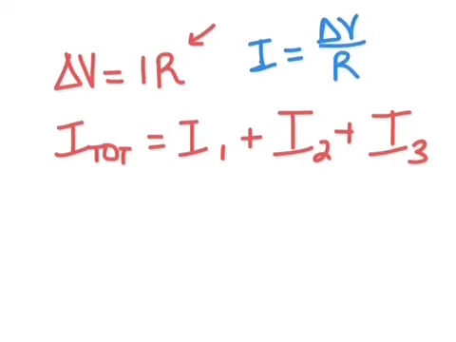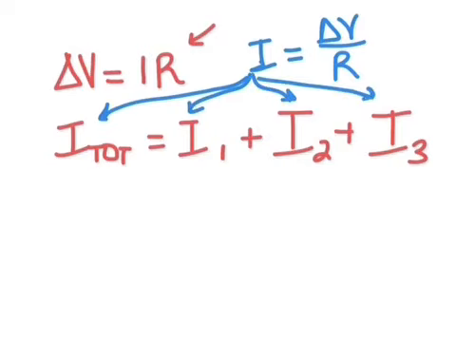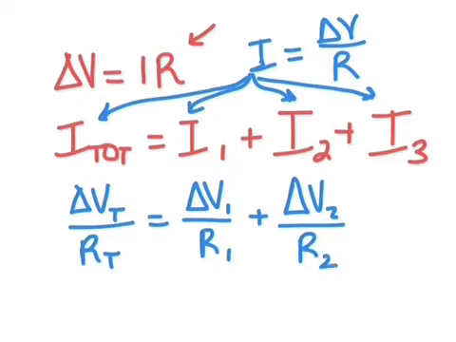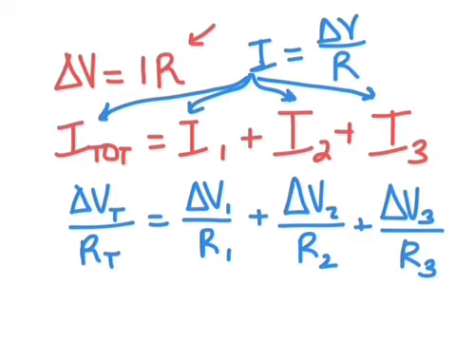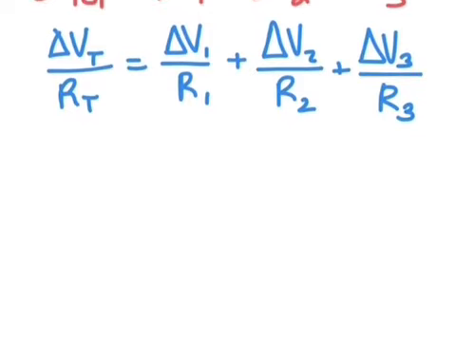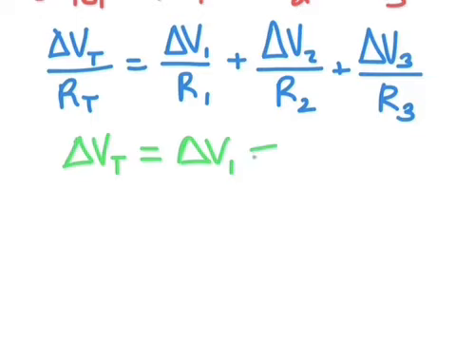over R. So now I'm going to plug in this expression, delta V over R, in for each of these I values. What I'm going to end up with is delta V total over R total equals delta V1 over R1 plus delta V2 over R2 plus delta V3 over R3. So what I did there was I just substituted in each I value with delta V over R. Now remember that delta V is the same in every single resistor, so the total voltage is the same thing as the voltage drop over the first one, or the second one, or the third one. There is no difference.